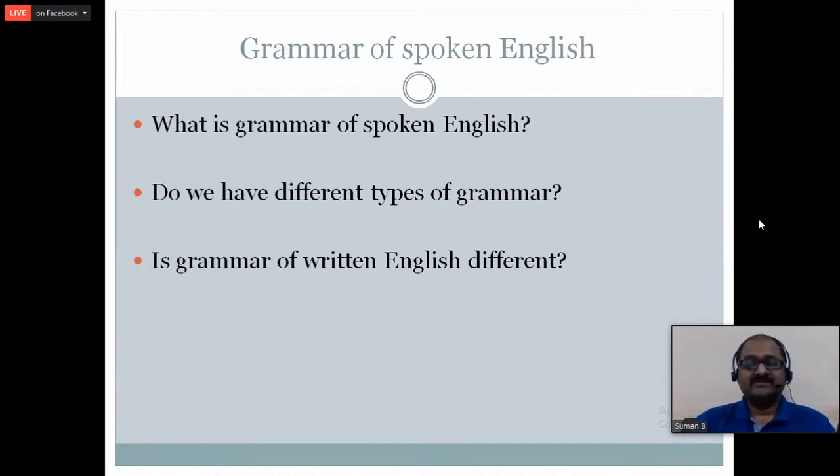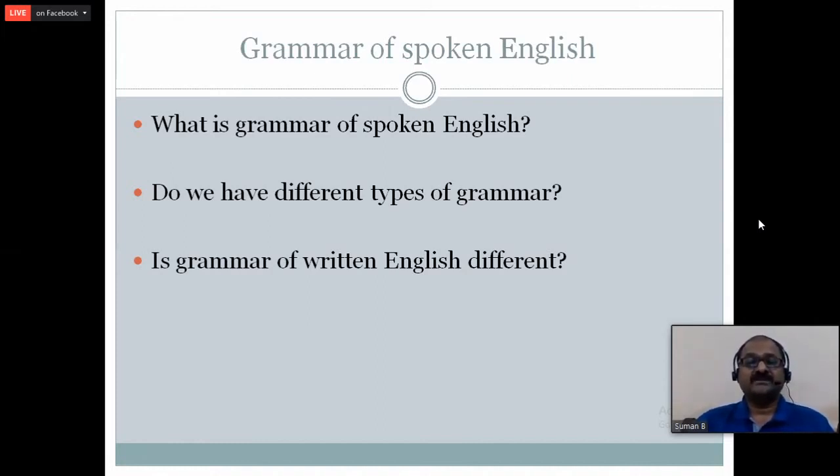Having discussed all these different aspects of spoken English, this is a very important term for us to understand: grammar of spoken English. So what do we mean by this term? Is this a different kind of grammar? Do we have different types of grammars? Is this different from written grammar? The answer is definitely no. The grammar is the same for the entire language.